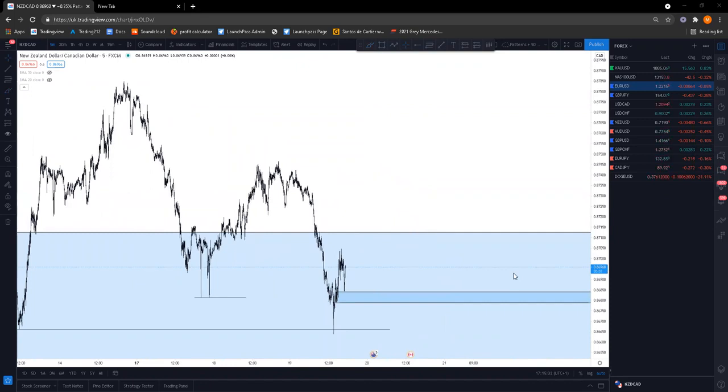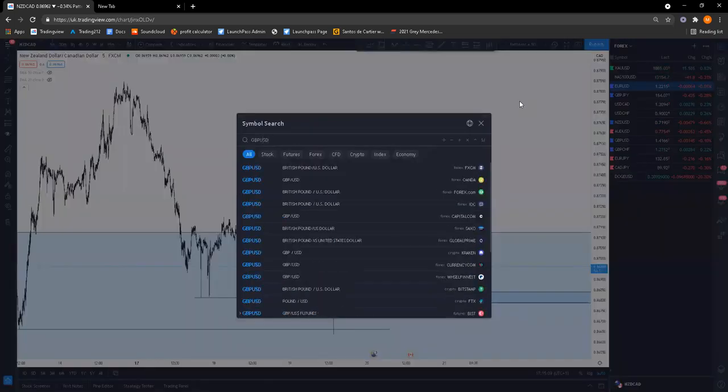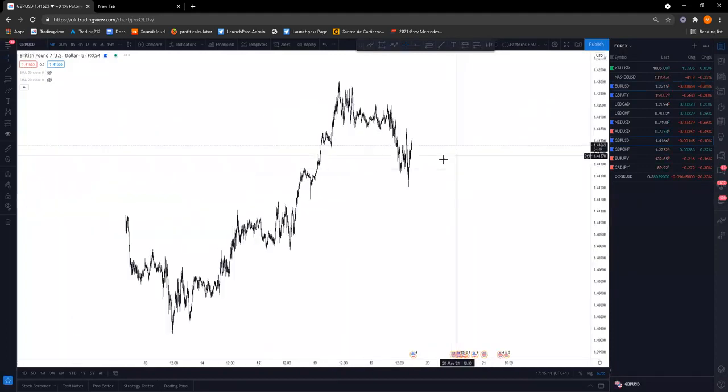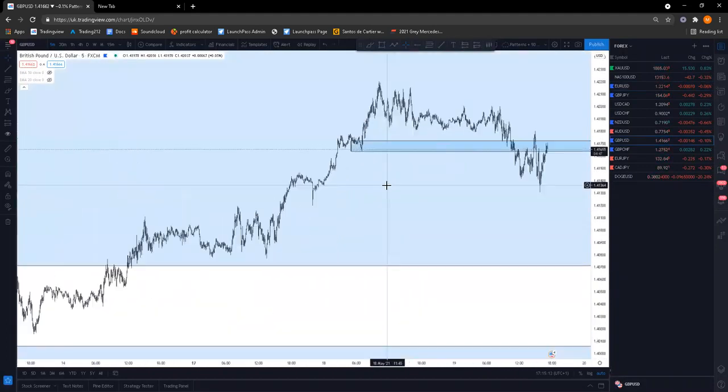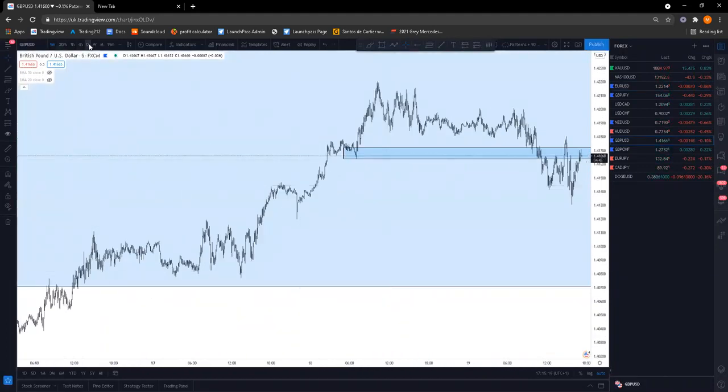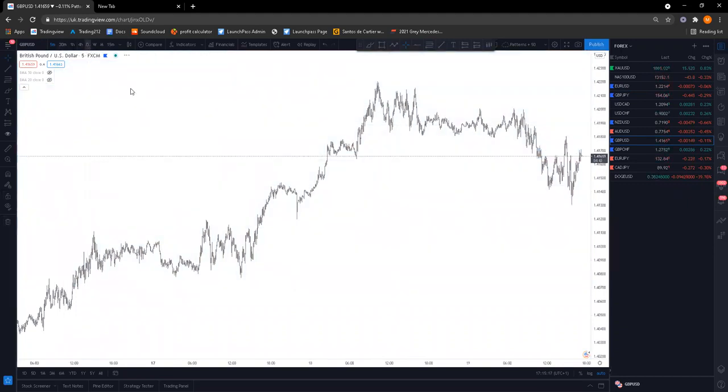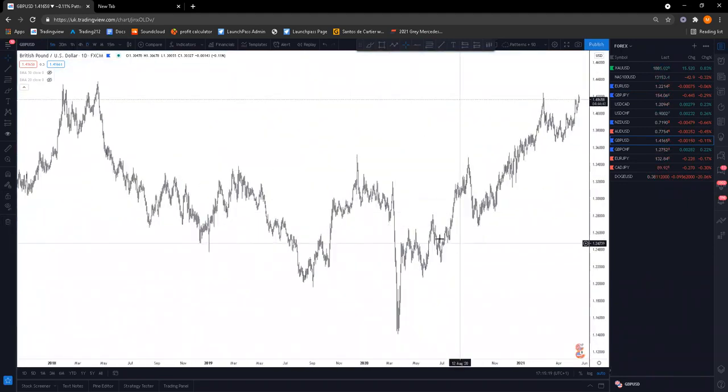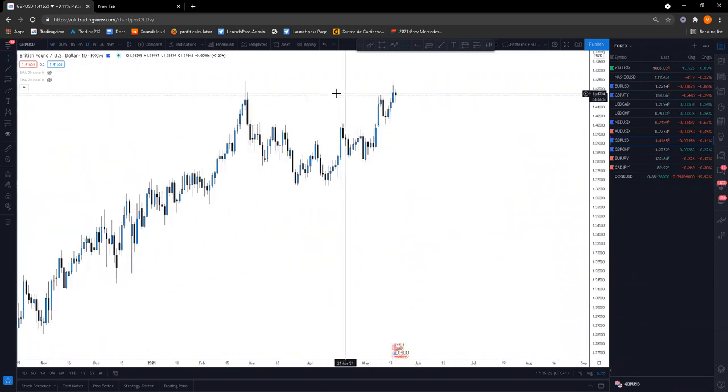GBP NZD and GU. Okay, let's look at GBP NZD and GU. So GBP USD, right? What do I see on GBP USD? Let me just delete everything off the chart and go onto the higher time frames. So as you can see, we are bullish overall. The market has come into an OB and has begun to sell off.